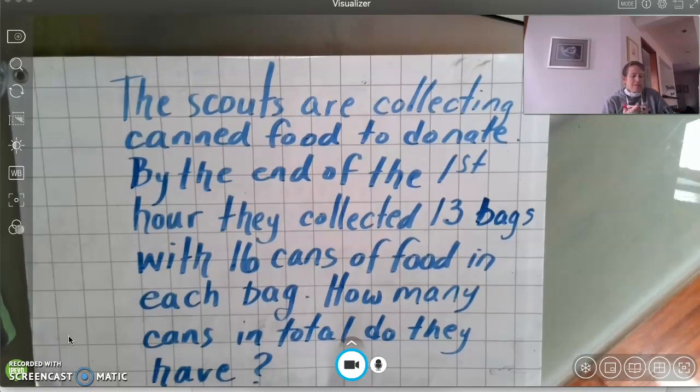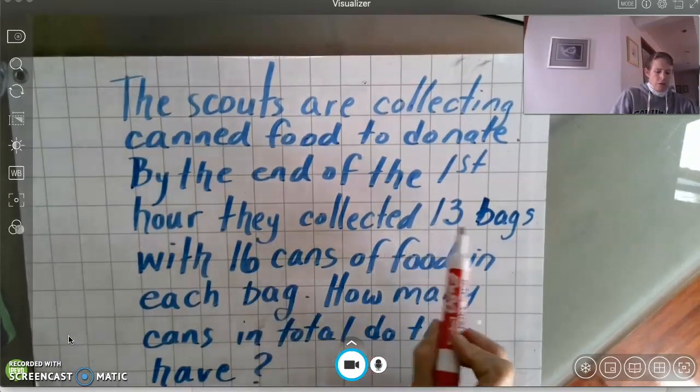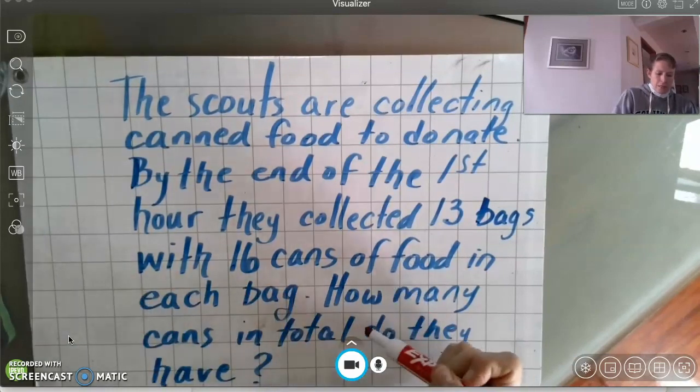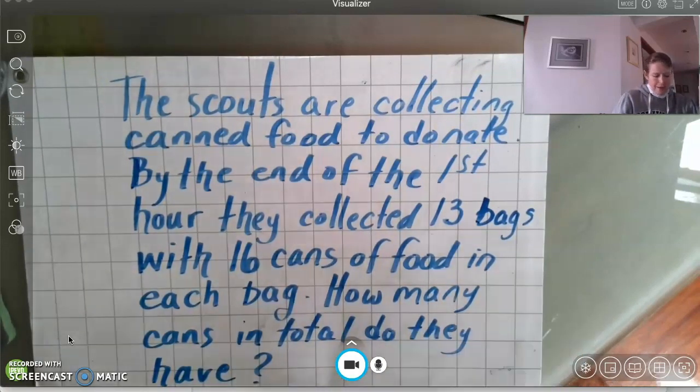Are they taking a total of something and dividing it into equal groups? Or do they have groups that are being repeated? So let's find this out. By the end of the first hour, they collected 13 bags with 16 cans of food. Well, that looks like it would be repeated groups. And usually if you don't know the total, that is going to be a multiplication problem.